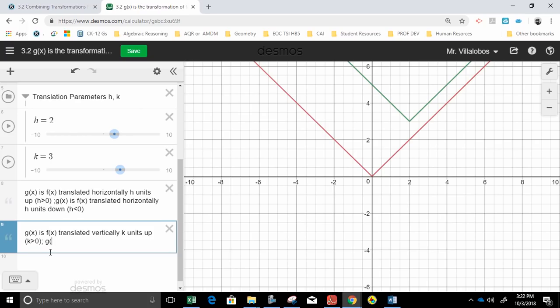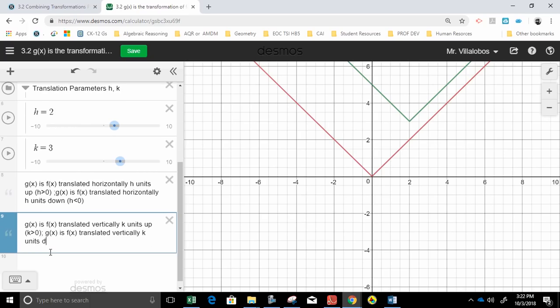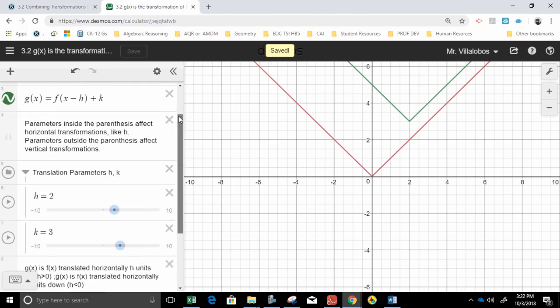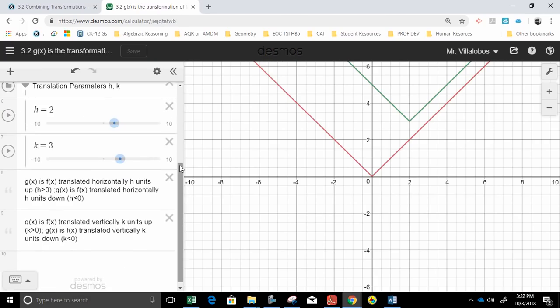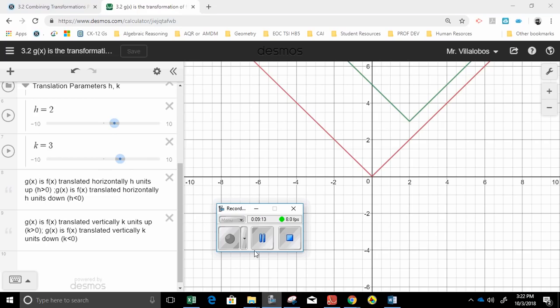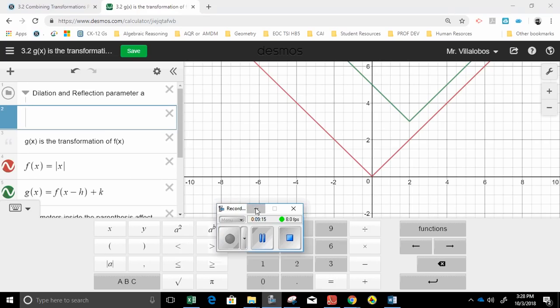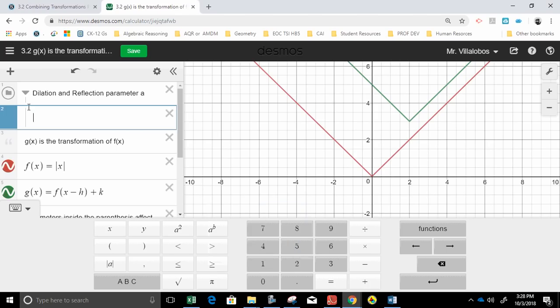G of x is f of x translated vertically k units what? Down when k is less than 0. Okay, let's save that. That was a lot of work right there. Now, let's pause that. Okay, here we go. Dilation and reflection parameter a.